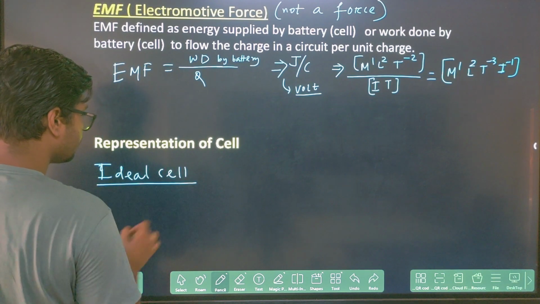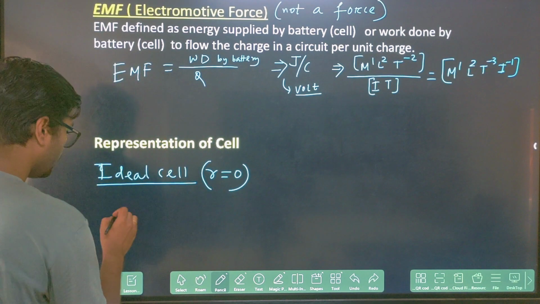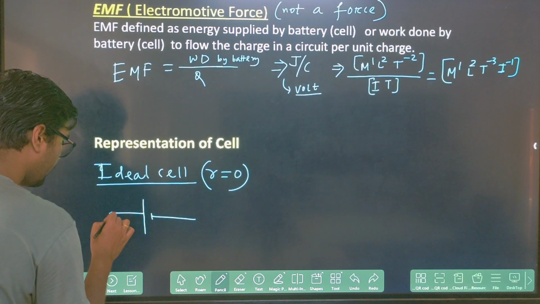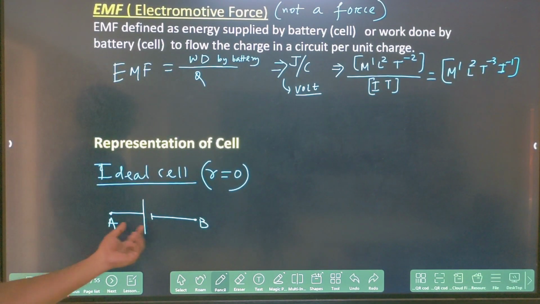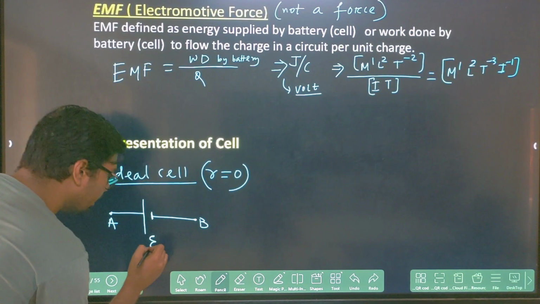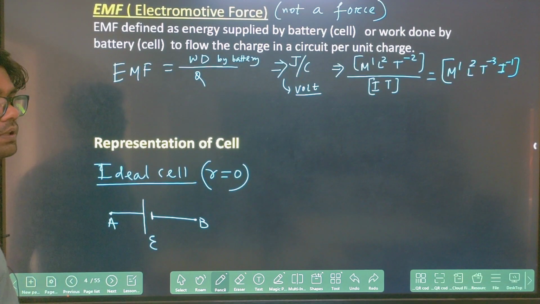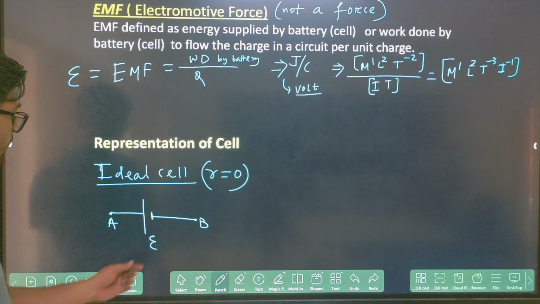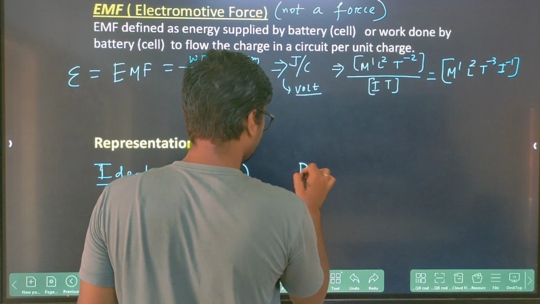So an ideal cell is basically one whose internal resistance is 0. Then you will show that this is your positive end. I can take this as A, this as your B. This terminal naming I am just giving, and this is your cell, and this has EMF E. EMF is basically denoted like this, E. So you can write here E equal to EMF. This is E.